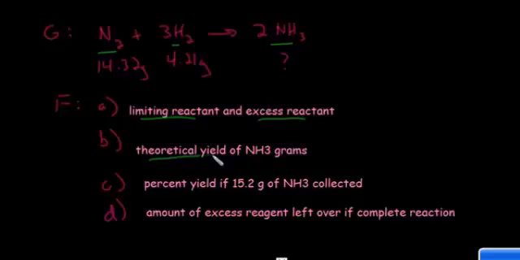What will be your theoretical yield of ammonia, i.e. how much of it should you get if you have a complete reaction of your limiting reagent? And then what is the percent yield if you've only obtained 15.2 grams of ammonia? And then finally, how much of that excess reagent will be left over if you do have a complete reaction?